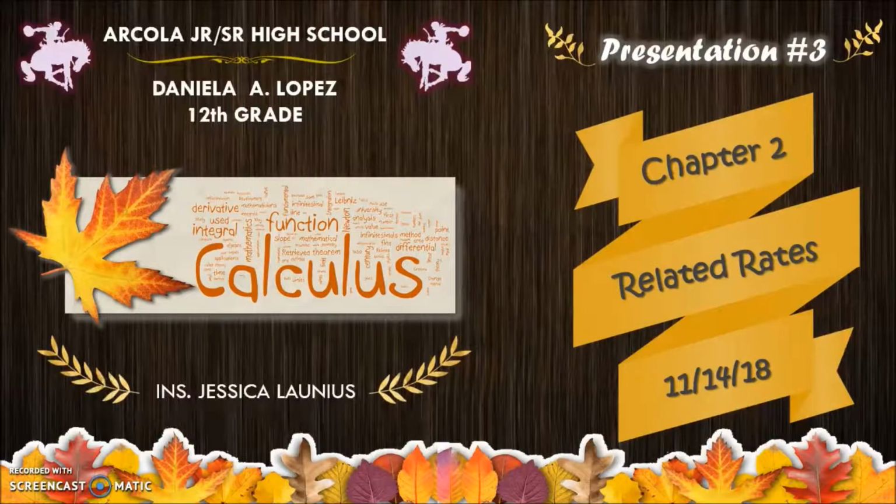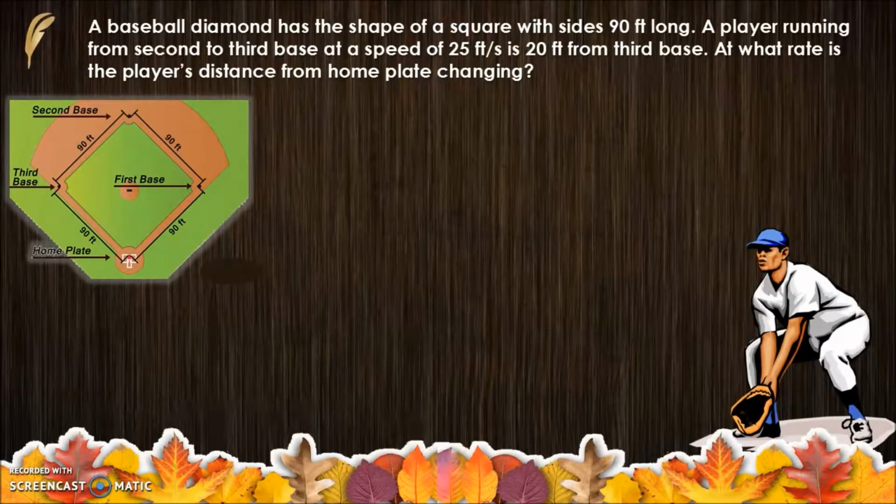So this is our problem. A baseball diamond has the shape of a square with sides 90 feet long. A player running from second to third base at a speed of 25 feet per second is 20 feet from third base. At what rate is the player's distance from home plate changing?